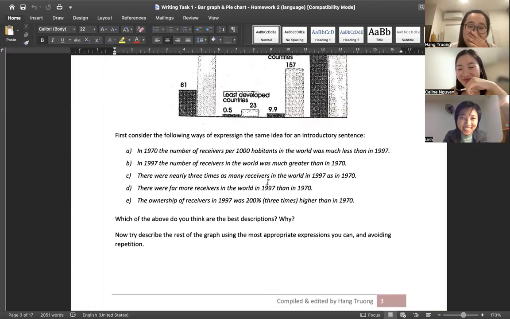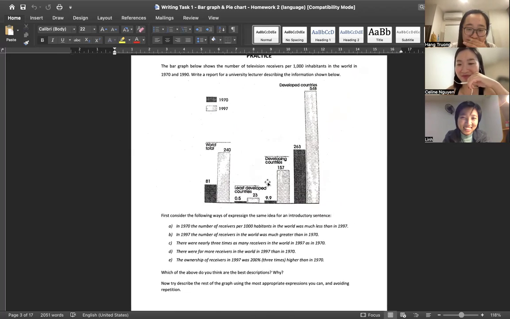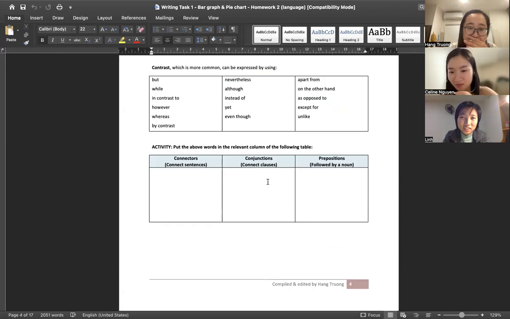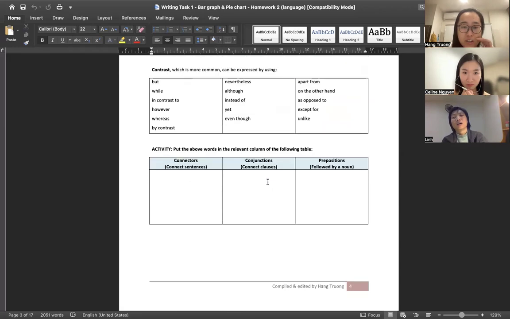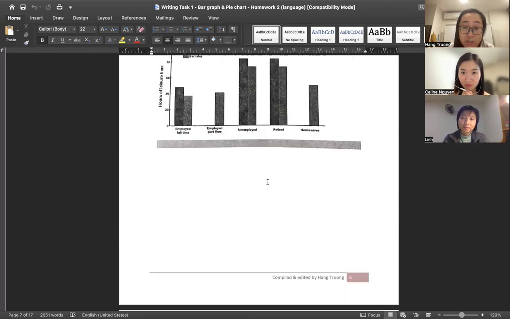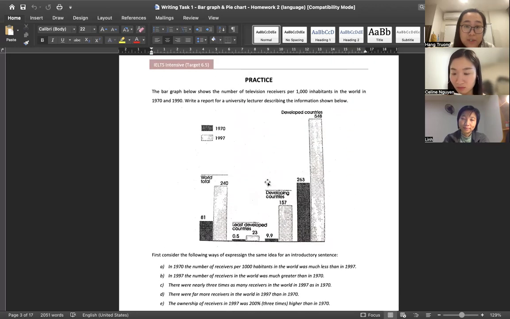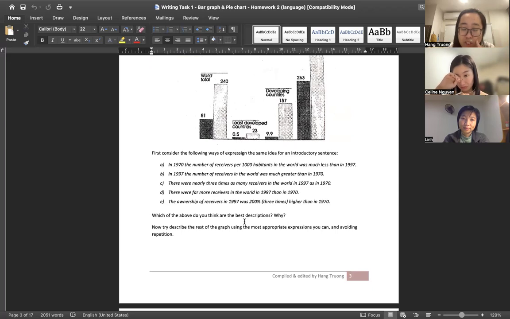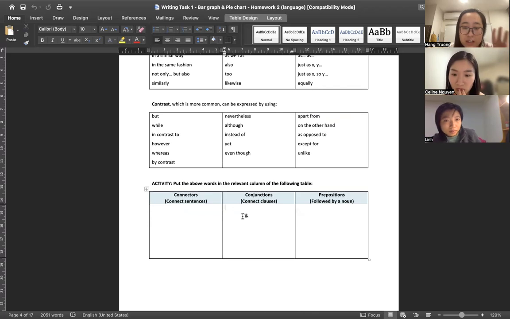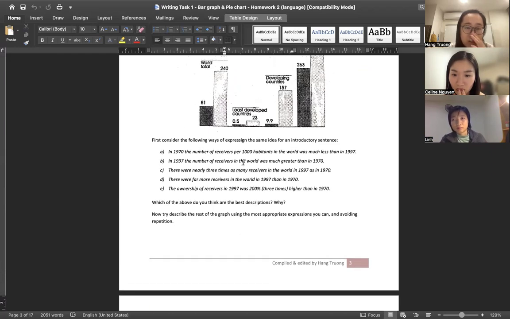Anyways, wait. So yeah, 1, 2, 3. Okay, so maybe I will send you this document, and then please do this exercise for me. Practice. So on page 3 and page 4. Okay. The activity here is to put the words in the relevant column. And also this one, right? Which of the above do you think are the best descriptions and why?